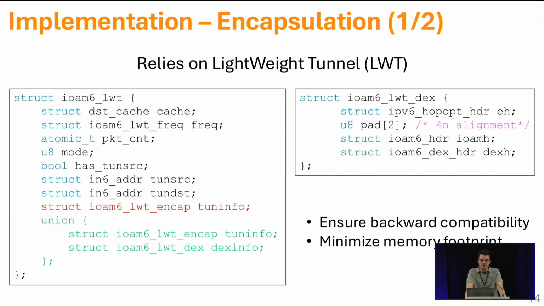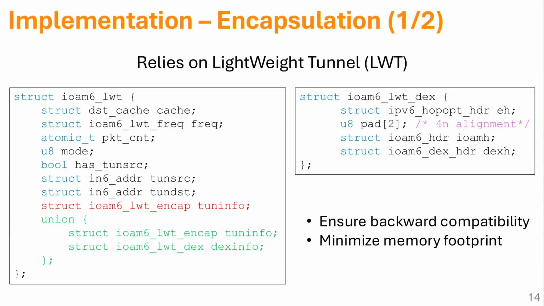So, the implementation relies on lightweight tunnel. As you can see on the left-hand side, we have a diff between what is currently in the mainline kernel and what the patch is applying. We moved the structure representing the preallocated trace option type into a union with the new structure representing the direct exporting. We think this approach is appropriate and maybe the best one because we ensure backward compatibility while reducing memory footprint, because we will never have both of them at the same time.